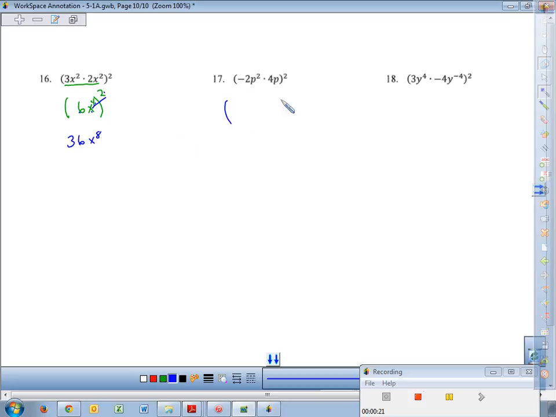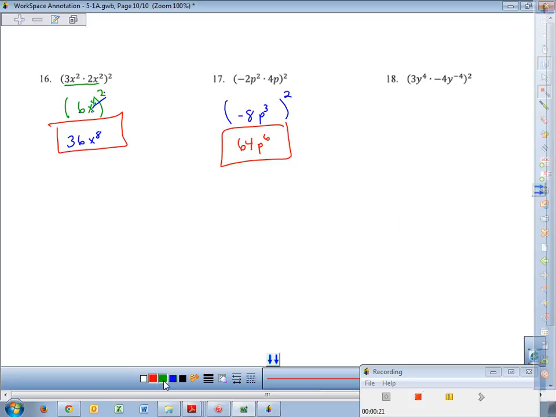Again, in here, we need to simplify what's in the parentheses. Negative 2 times 4 is a negative 8. P squared times p is p cubed, and all of that is getting squared. So, to square this, negative 8 squared, it's going to turn out to be a positive number. Anything raised to an even exponent will come out positive, so that would be 64. And p cubed to the 2nd, multiply the exponents, and get p to the 6th. Since we had more than one situation, we should box our answer.